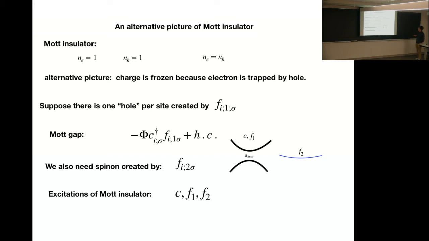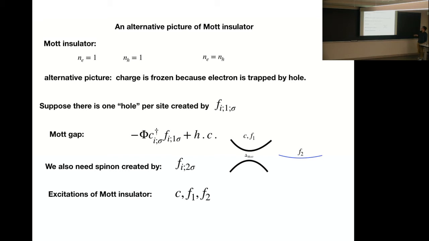So in this picture, it means the charge is frozen because the electron is trapped by a hole. So I can have the following picture. I just introduce, I imagine there is a hole object on site that's created by F1. Then I want to implement this third condition. I just add an exciton binding term. This means the electron is bound to the hole.